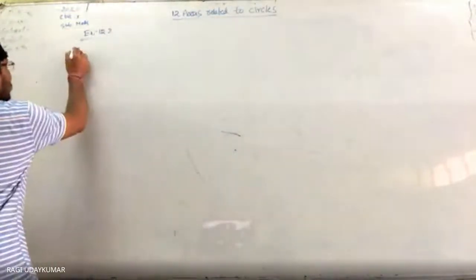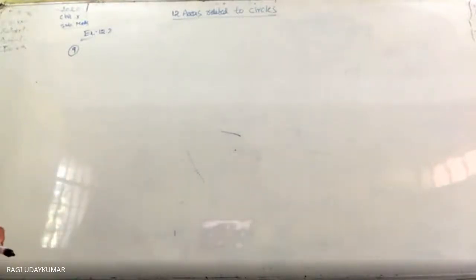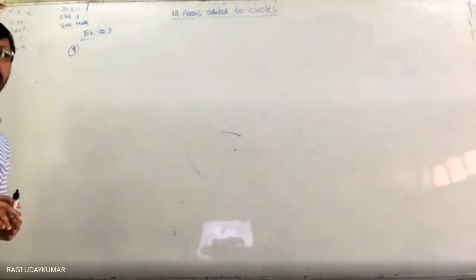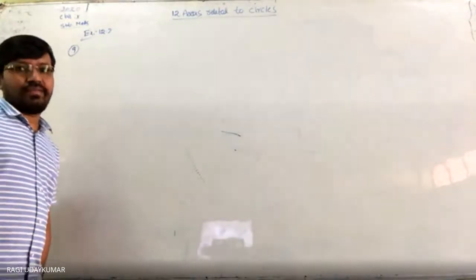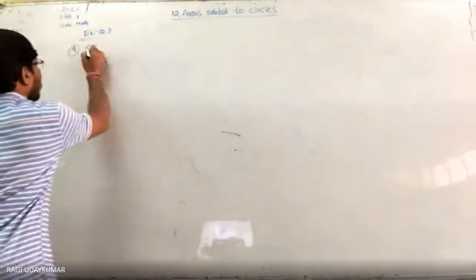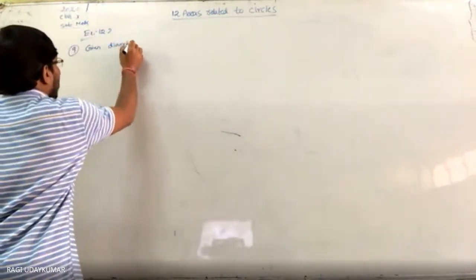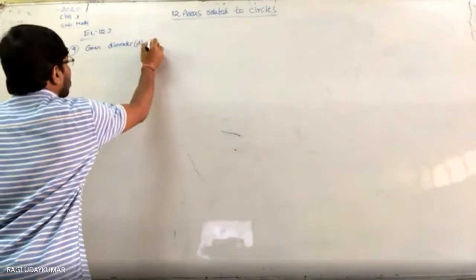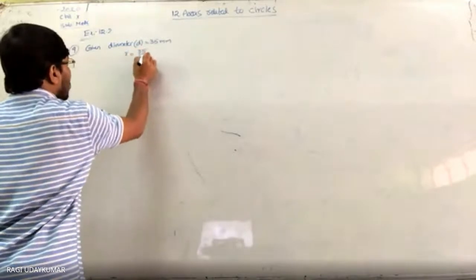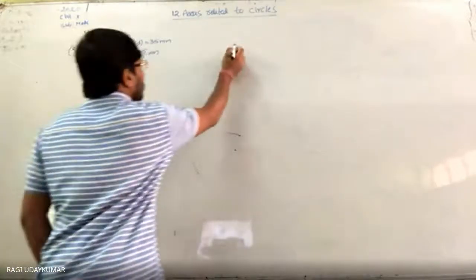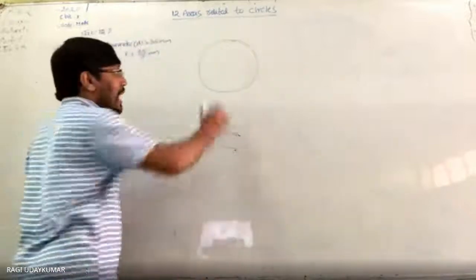So question number 9. Okay, this problem completely I will explain to you, don't worry. So the question is given to you that a brooch is made with a silver wire in the form of the circle with a diameter 35. So given diameter d is equals to 35 millimeters. So therefore radius is equals to 35 by 2 millimeters.